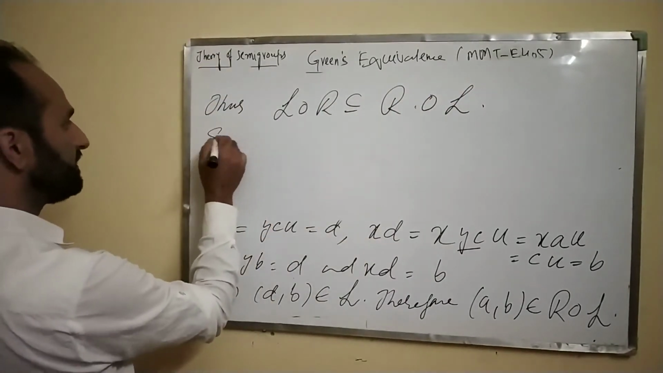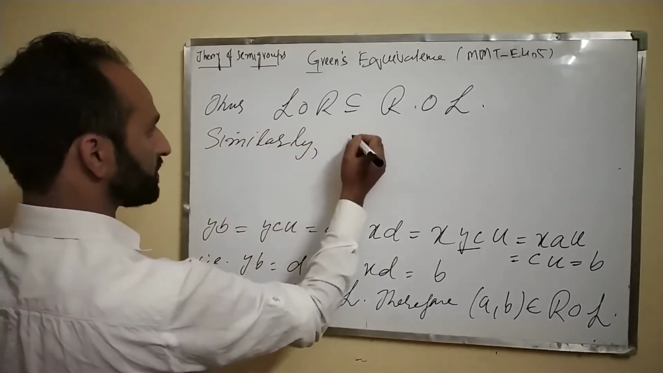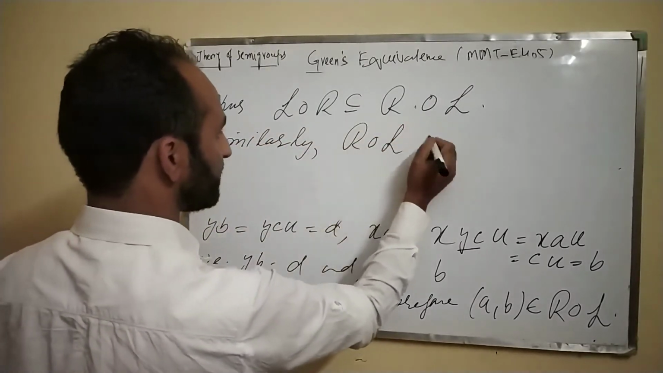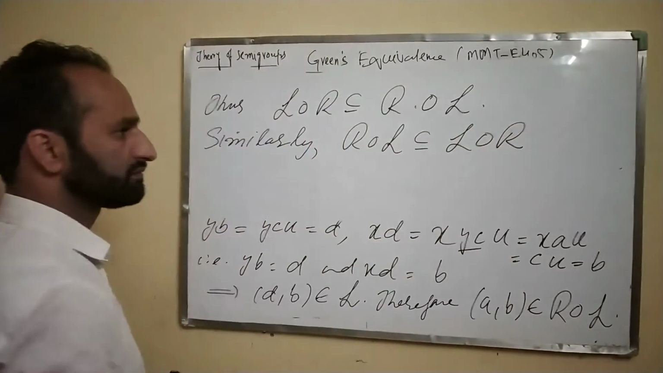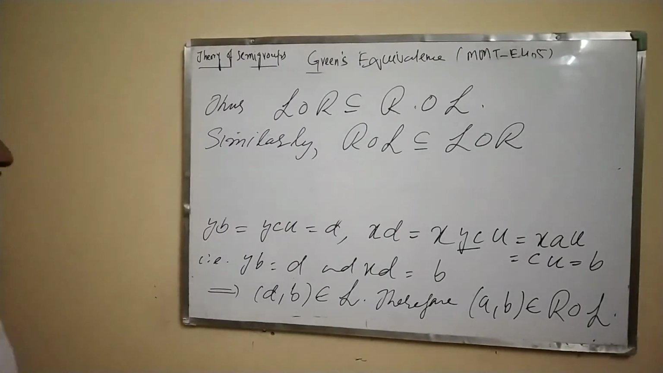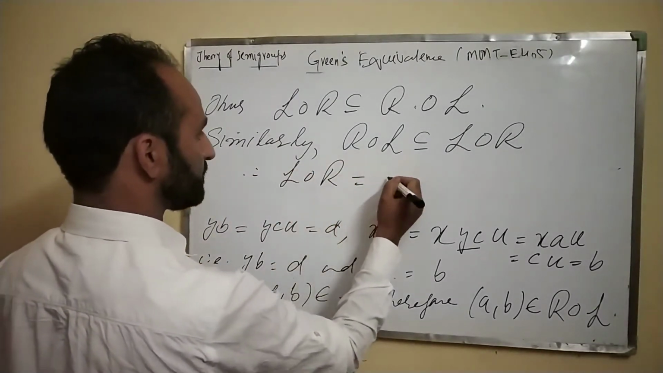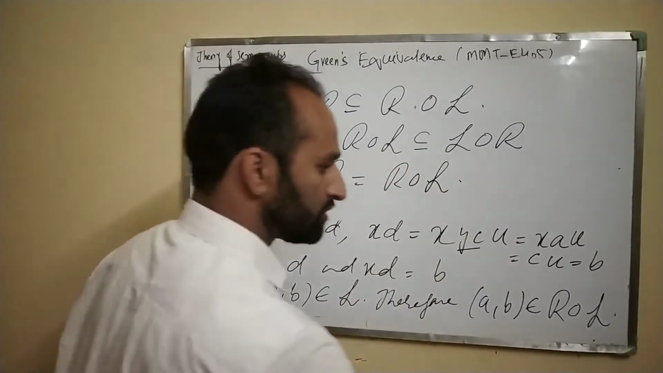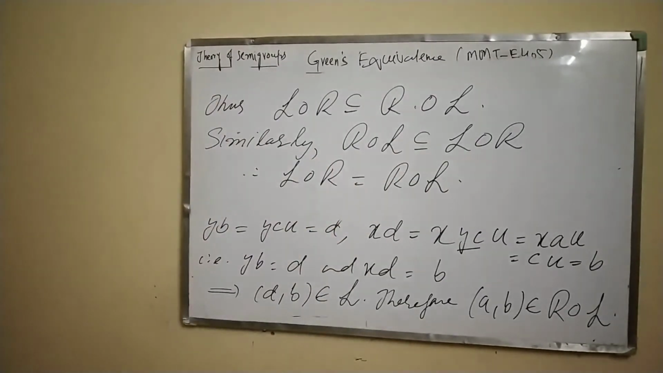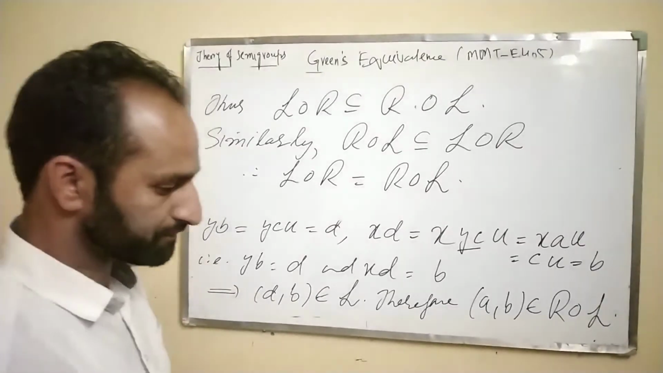So similarly, we can see that R composition L is a subset of L composition R. So therefore L composition R is equal to R composition L. They commute. So these relations are equivalence relations, and they commute with each other.